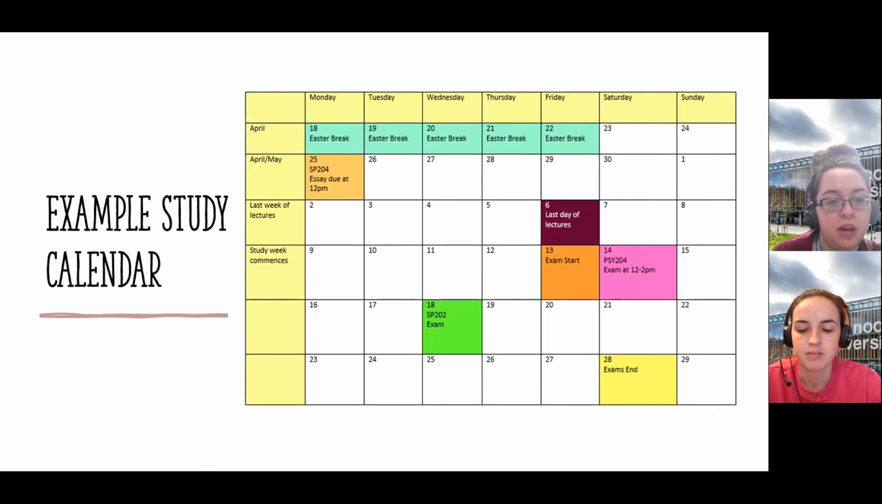So this is an example of a study calendar. You can see there's the exam start date, the exam's end date, and we put in an example of 2 different types of exams. We have an example of an essay due date, the last day of lectures, and then this being study week. If you want to, you can take this and download it, and it will be available up on our website, or you can just go into Word and open up a table on a document.